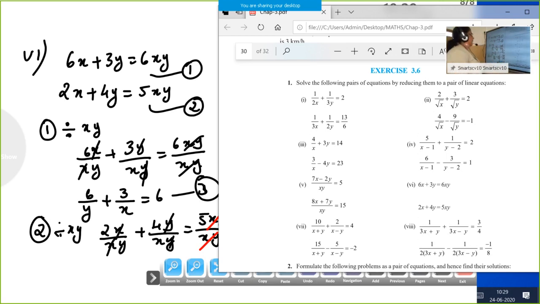Then listen, next question, that is the 7th question. 10 divided by x plus y plus 2 divided by x minus y is equal to 4. 15 divided by x plus y minus 5 divided by x minus y is equal to minus 2.